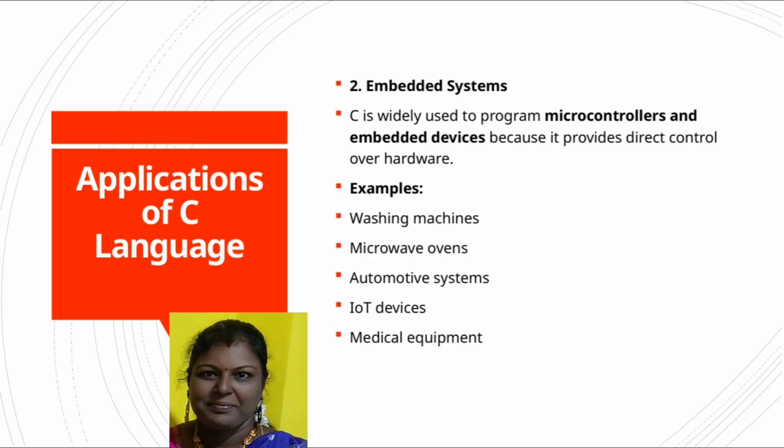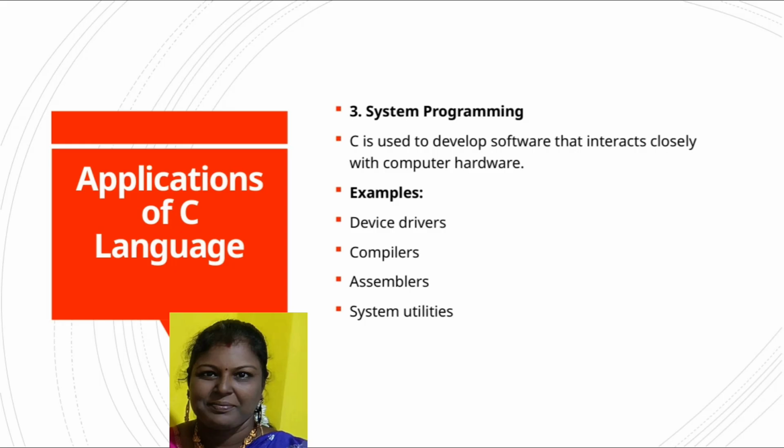Now let's talk about system programming, one of the core areas where C really shines. C is the go-to language when software needs to work closely with computer hardware. Think about device drivers, which help the operating system communicate with hardware, or compilers and assemblers, which translate code into machine language. System utilities also rely on C for efficiency and control. In short, C forms the backbone of many critical tools that keep our computers running smoothly.